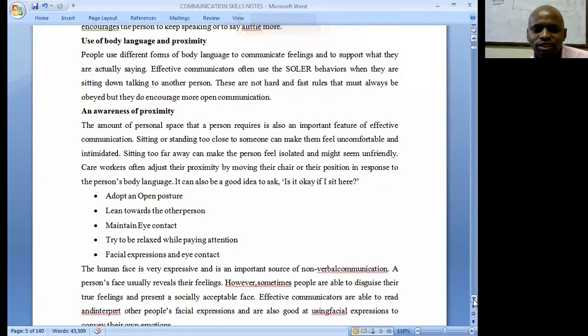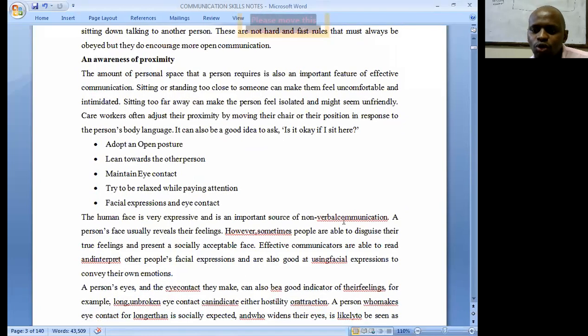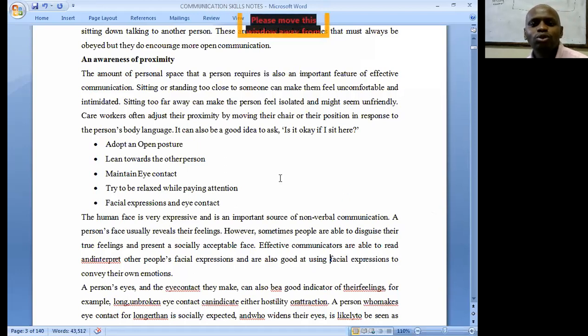The human face is very expressive and it is an important source of nonverbal communication. So your face sometimes can give many meanings. And the way you do your facial expression sometimes can send a wrong impression or can send a wrong message. A person's face usually reveals their feelings. So you cannot hide your feelings. Once somebody looks at you, they'll be able to understand what you really mean by just looking at your face. Sometimes when you're too serious, people know that, hey, this guy today, he is very serious. Sometimes when you're happy, you cannot hide it when somebody looks at your face. Sometimes when you're sad, you cannot avoid it.